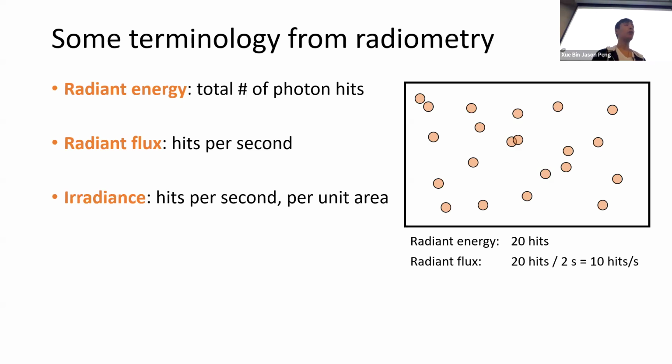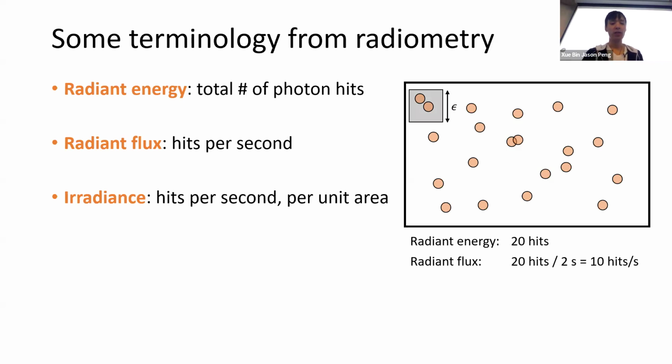Now, finally, another useful quantity is going to be the irradiance. The irradiance refers to the rate at which photons arrive on the surface over some unit area. So for example, we might define a small patch on our surface here, and we are going to count the number of hits that we observe over that small patch over some unit of time.